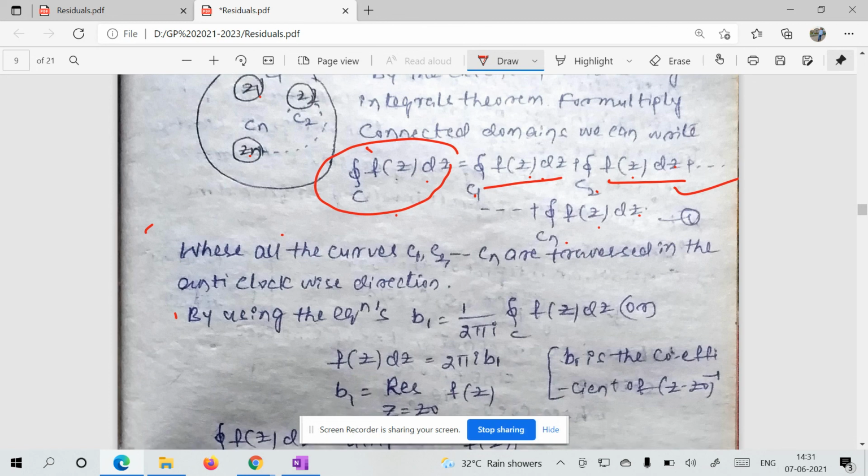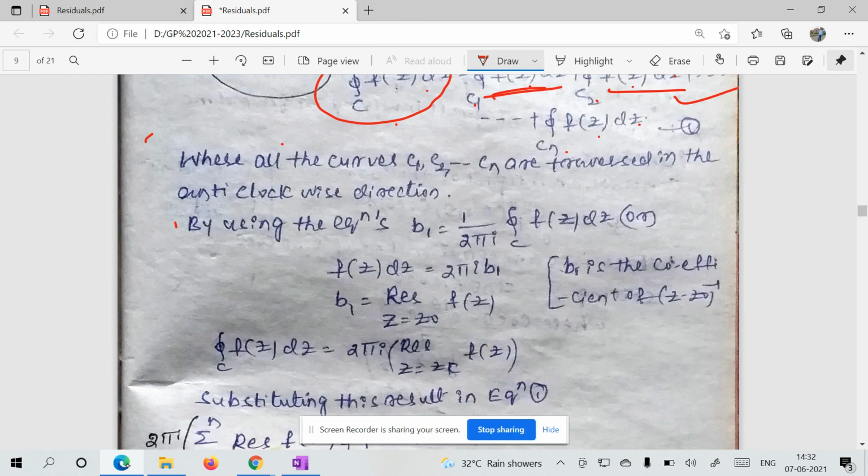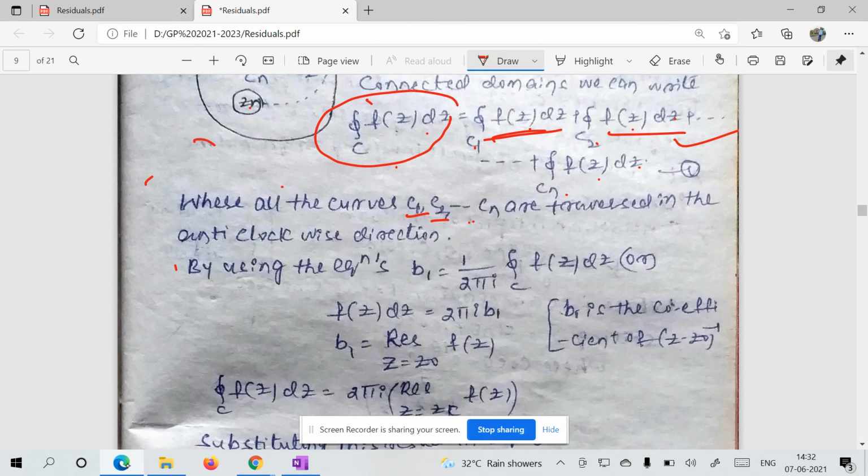So we write the sum of the integrals over C1, C2, C3, ..., Cn, where all the curves C1, C2, ..., Cn are traversed in the anti-clockwise direction, which is the positive direction with respect to the x-axis. This is clockwise, and this is anti-clockwise. Anti-clockwise means the general positive direction.